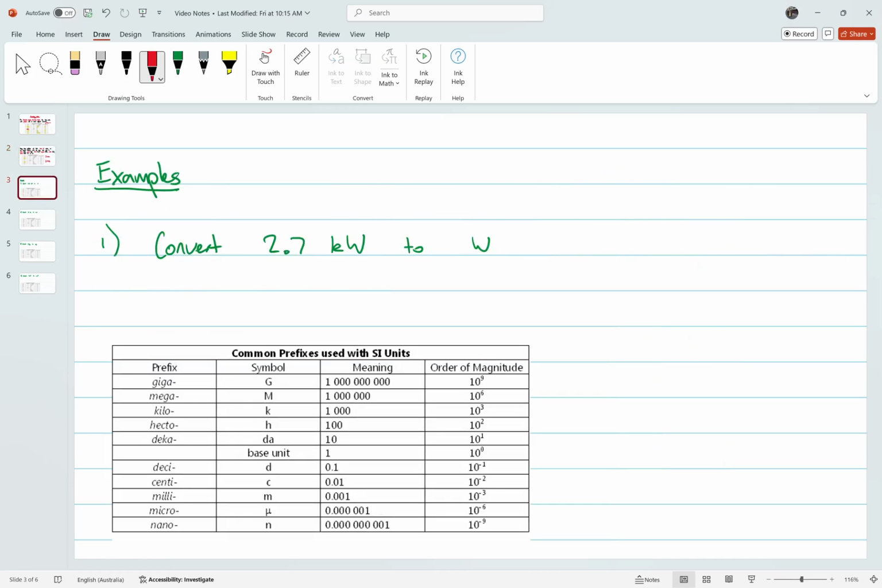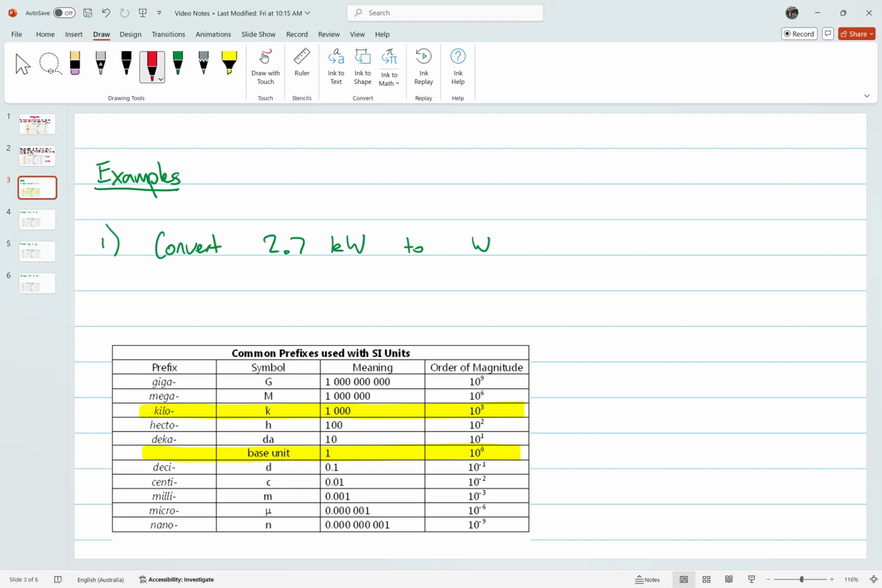Start off with this. I want to convert 2.7 kilowatts. That's what the W means, watts. So I want to convert 2.7 kilowatts to watts. Now, some of you guys might know that kilo just means 1,000. And so what we could do is just multiply this by 1,000. And that would work. You would get the correct answer. But let's refer to this table though. So we're looking at kilowatts, okay, and I want to get to just watts. There's no prefix in front of watts. So we just want to move it to the base unit.